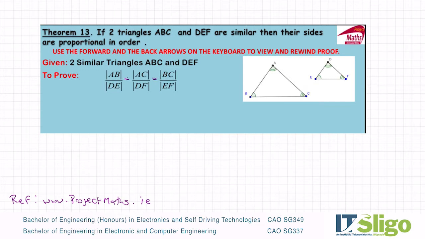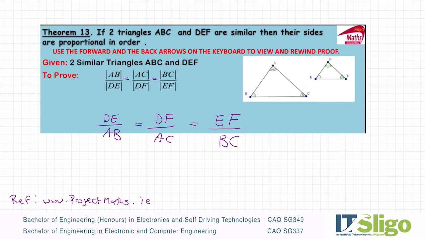Okay, so that's the theorem that you're trying to prove. The sides are in proportion. AB corresponds to DE, AC corresponds to DF, BC corresponds to EF. It is also the exact same thing to say that DE over AB is equal to DF over AC, which is equal to EF over BC.